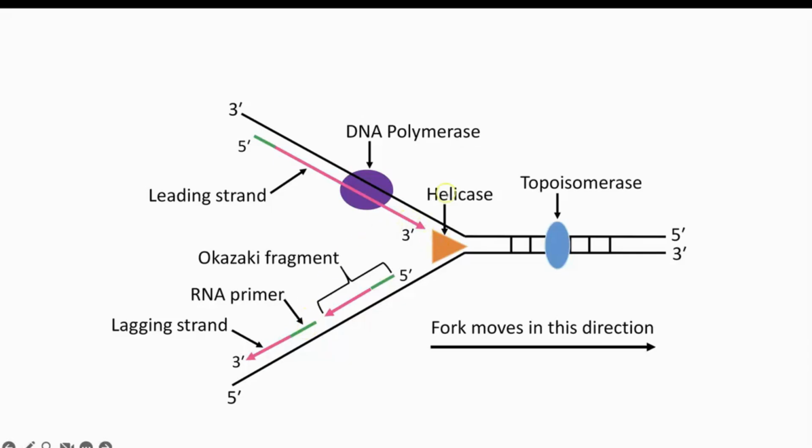Here is helicase, the enzyme we already learnt about. What is the function of helicase? It helps in unwinding the DNA. It breaks the bonds between the nitrogenous bases, and the enzyme DNA polymerase helps in the elongation of nucleotides complementary to the parental strand. Another enzyme we can see here is topoisomerase. What is the function of this enzyme? It helps in unwinding the DNA, and it prevents the supercoiling of the DNA.